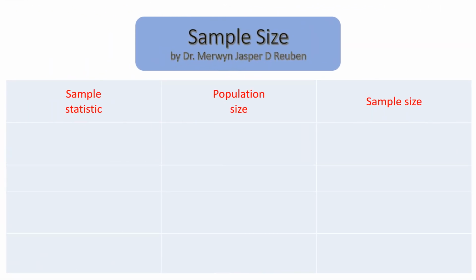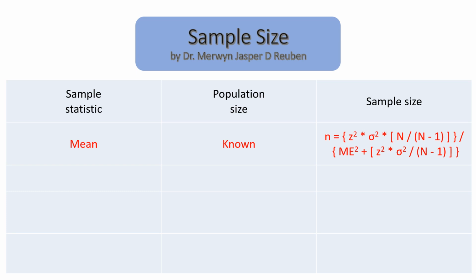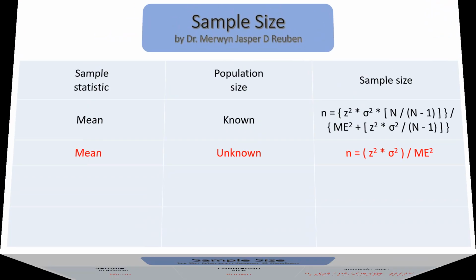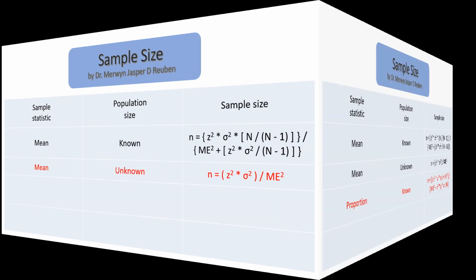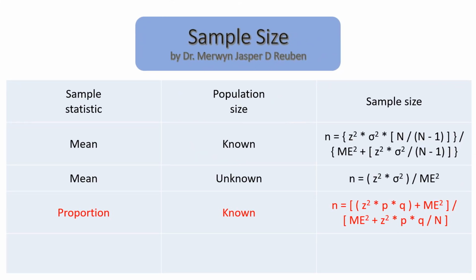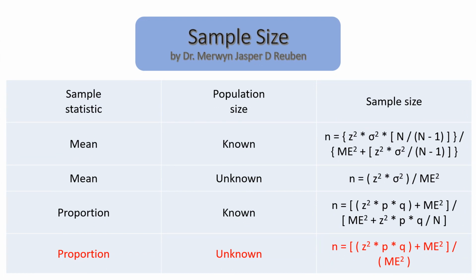So depending on the sample statistic and the population size, we give the sample size formula. If the sample statistic is mean and the population size is known, then we use this formula. If the sample statistic is mean and the population size is unknown, then we use the second formula. If the sample statistic is proportion and the population size is known, then we use this third formula. If the sample statistic is proportion and the population size is unknown, then we use this last fourth formula.